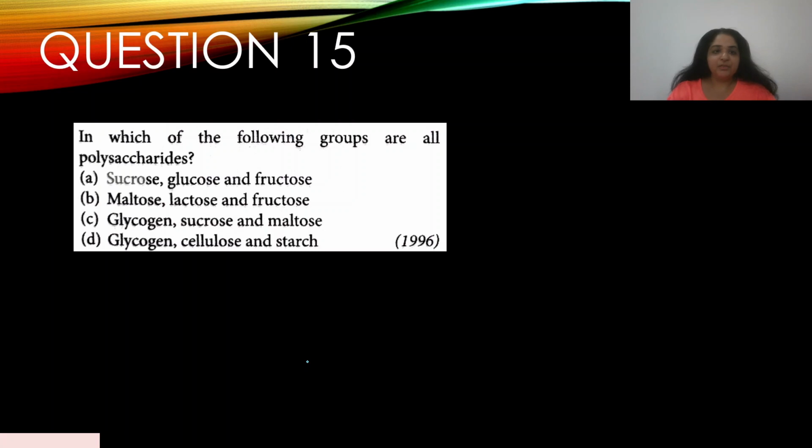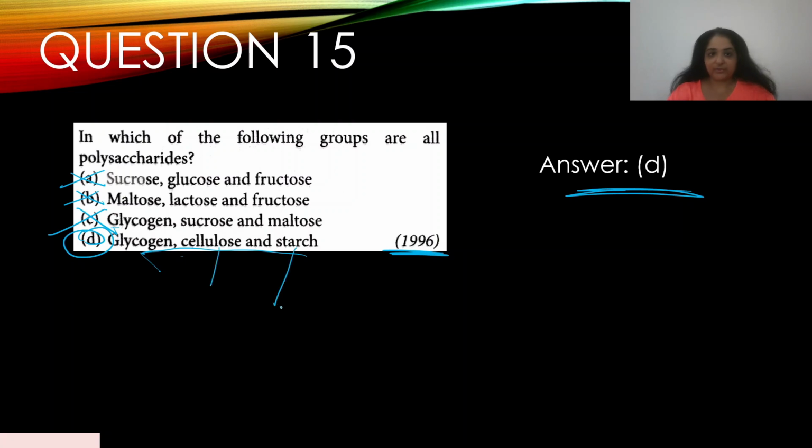Question number 15. In which of the following groups are all polysaccharides? This appeared in 1996. A. Sucrose, glucose, and fructose. No. Maltose, lactose, and fructose. No. Glycogen, sucrose, and maltose. No. Glycogen, cellulose, and starch. Yes, this is a good option. So the answer here is D. Glycogen is a polysaccharide, cellulose is a polysaccharide, and starch is also a polysaccharide.